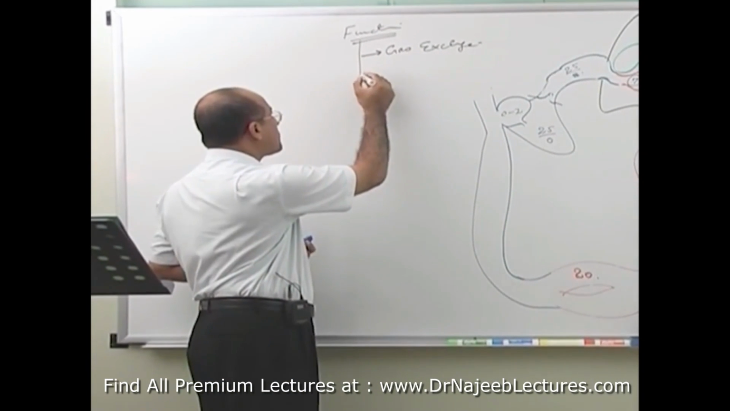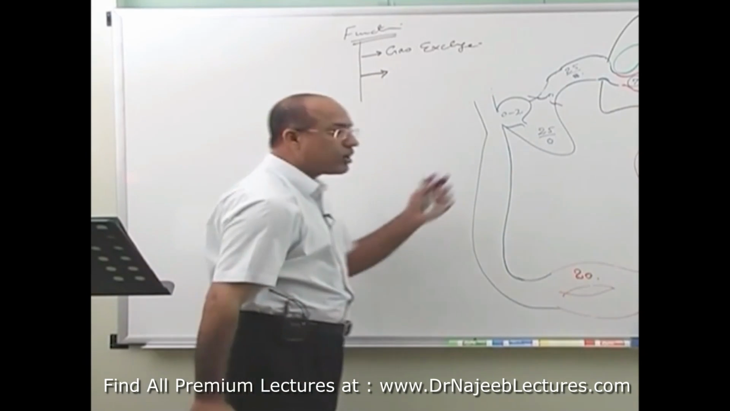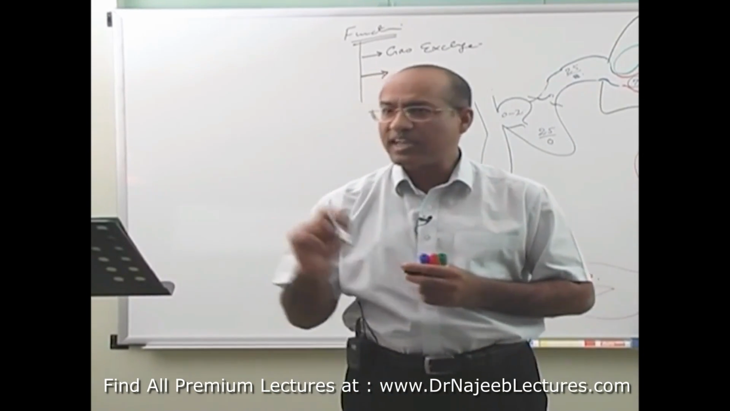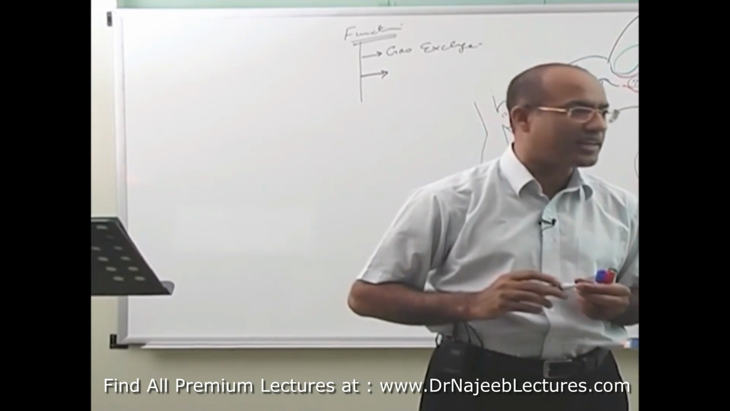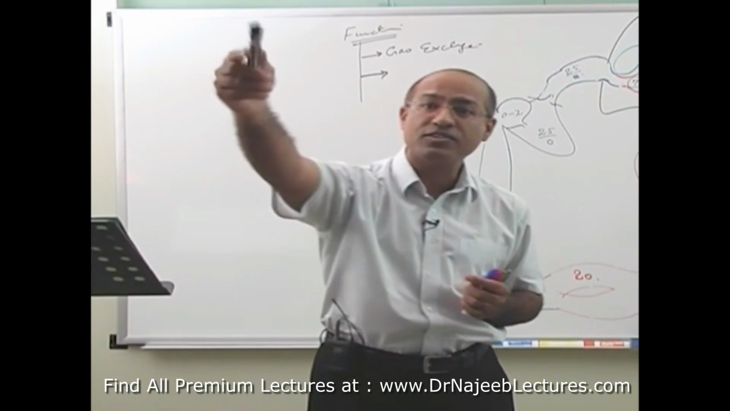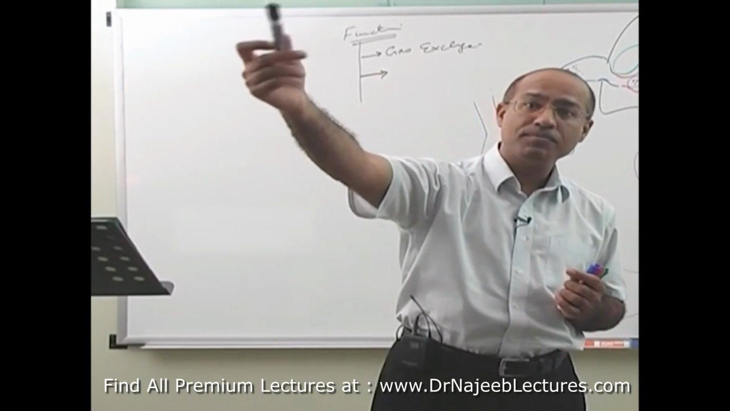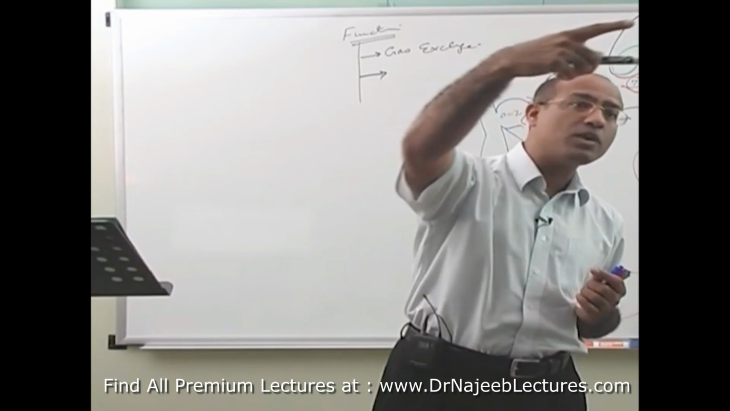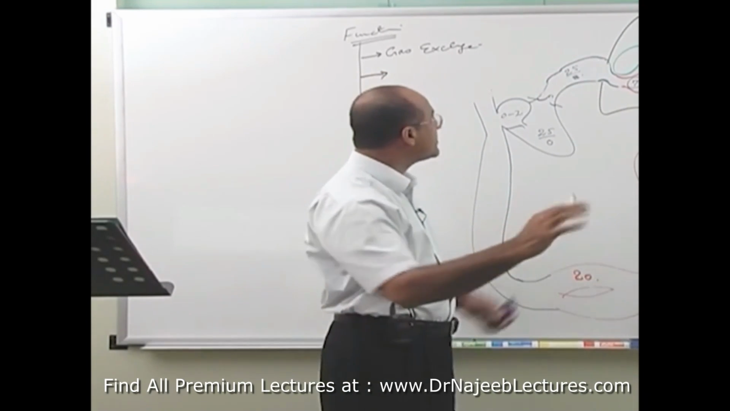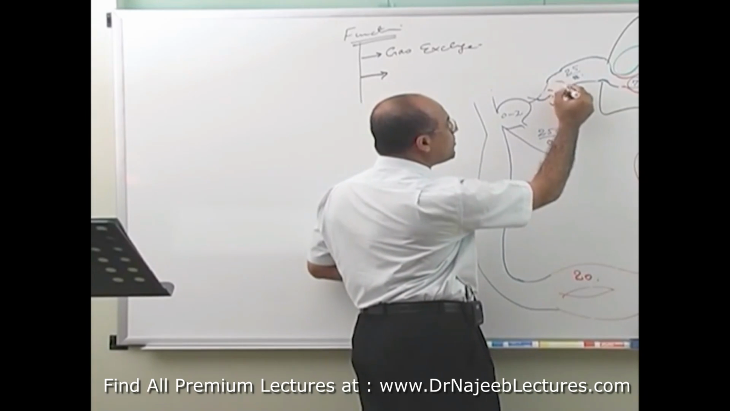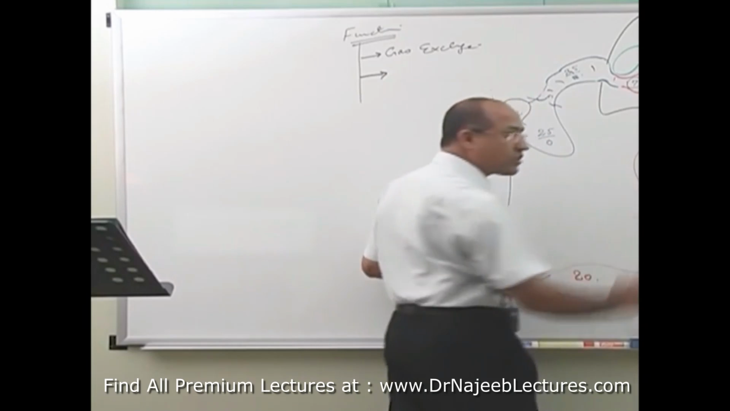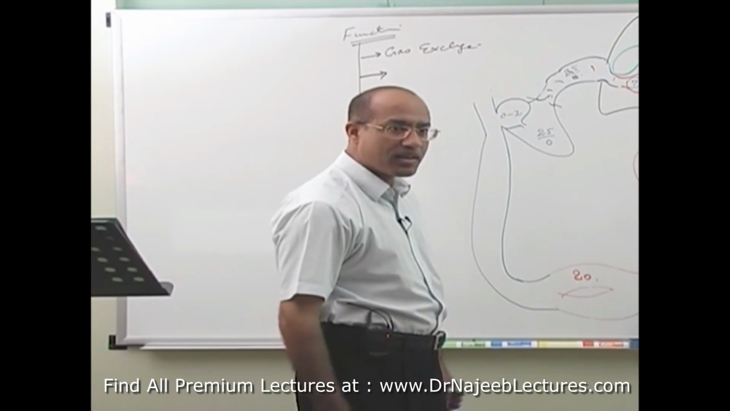But there are some other functions also of the pulmonary circulation. One is gas exchange, everyone knows, there's no fun in telling it. What is the other function? Anyone, what is the other function of pulmonary circulation? One more function is that the total amount of blood which is held over here acts as a reservoir of blood, right?